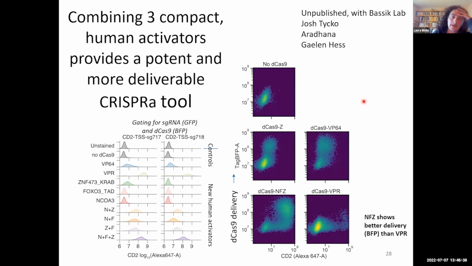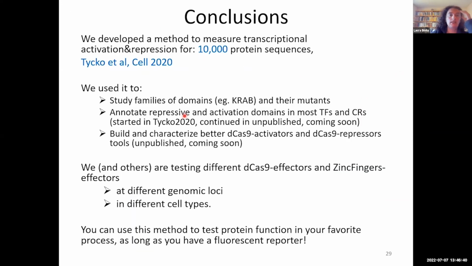This is unpublished. But what I wanted to emphasize is that we have this method now to measure transcriptional activation and repression for many protein sequences within live human cells. And we used it to study families of domains in unpublished work, to annotate repressive and activation domains, and to build better dCas9 activators or dCas9 repressors. And there's a lot more work to do to test it at different genomic loci and different cell types. But this is a method that you can use to test protein function for whatever your favorite process is, as long as you have a fluorescence reporter.